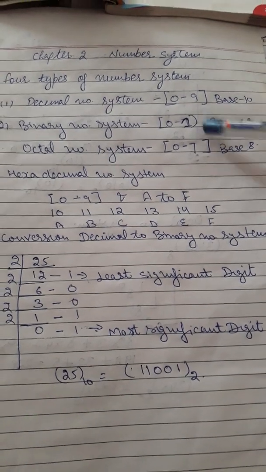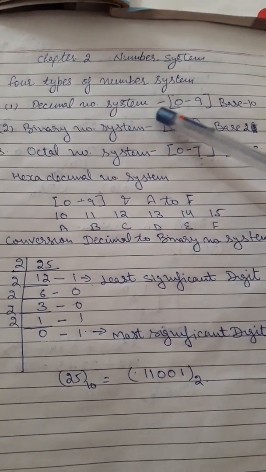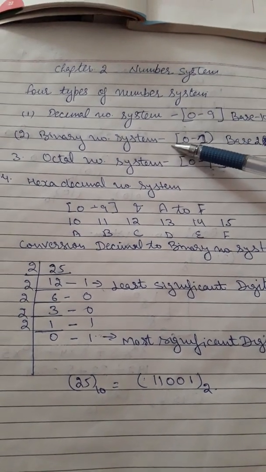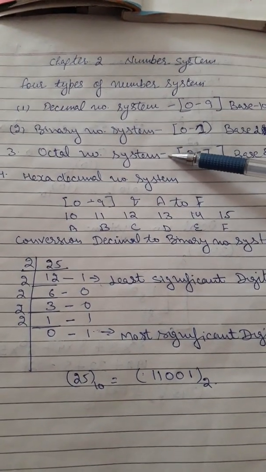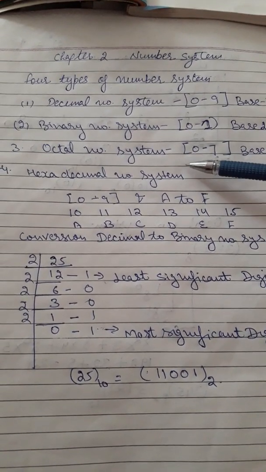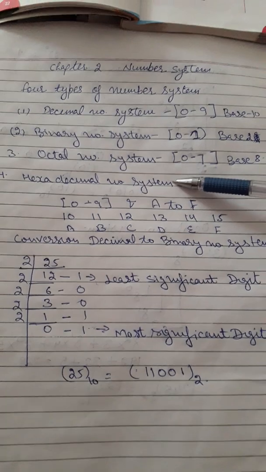In this number system, we have four types of the number system here. Number 1, this is our decimal number system. Second is our binary number system. And third is our octal number system. Then number 4 is a hexadecimal number system.